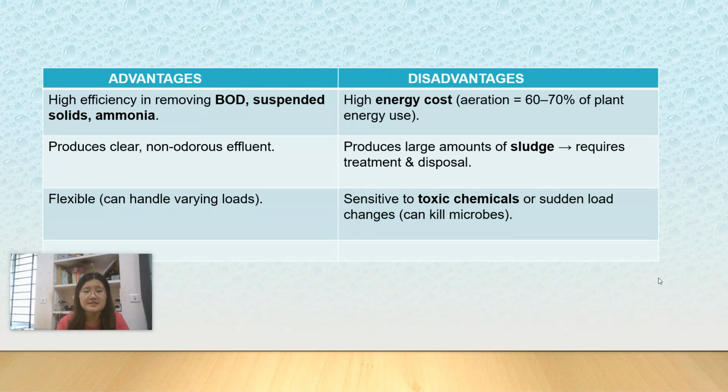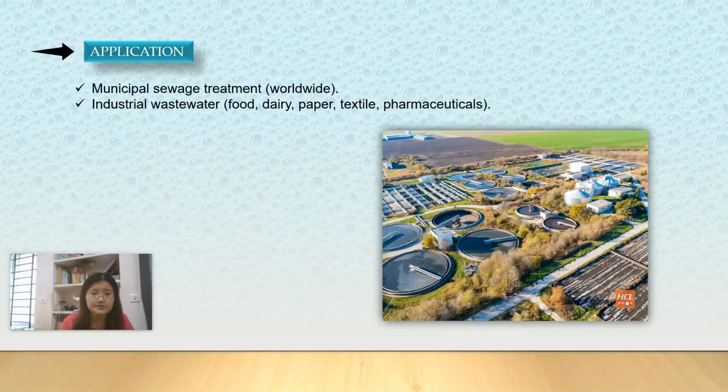Disadvantages include that it requires high energy cost. A single activated sludge process requires 60 to 70% of plant energy use, and it produces a large amount of sludge, which requires proper disposal and treatment. They are also very sensitive to toxic chemicals.